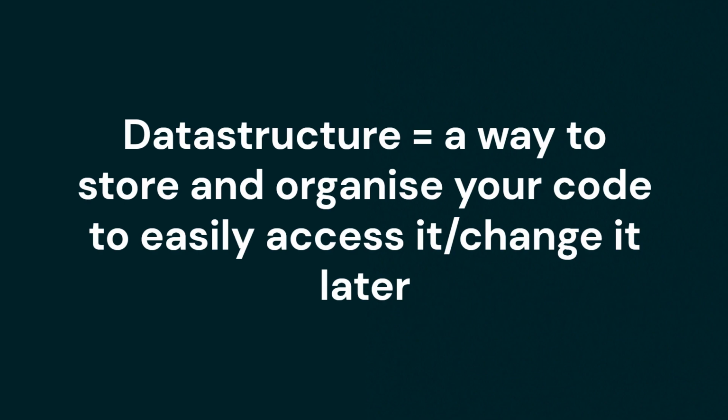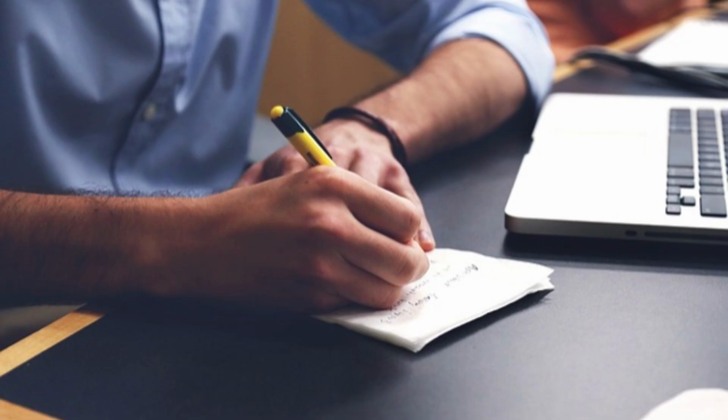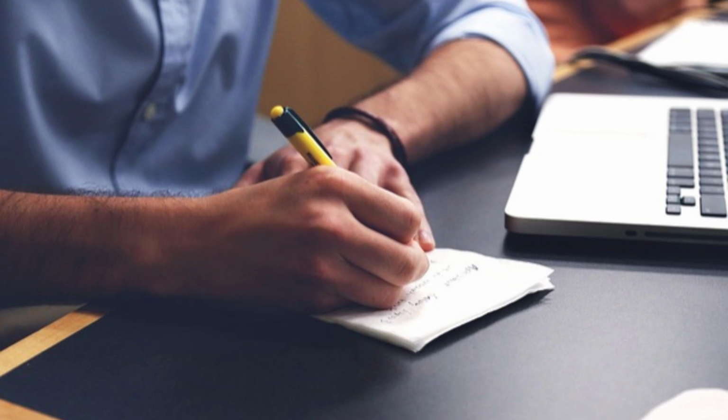First of all, what is it exactly? Think of it this way. When you have data in your program, you need a way to store and organize it so you can easily access or change it later. A data structure is basically a container or a system for organizing data. For example, if you had to store a list of your friends' names, you might write them down in a notebook in a simple list. That's a kind of data structure. But in programming, we have many different ways to organize data, each with its own strengths and weaknesses.